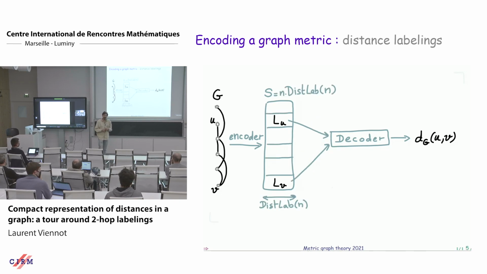And the distance labeling is a special kind of distance oracle where you split the distance oracle with a label for each node. So each node V has a label L(V), and when you want to decode the distances, you just take the two labels L(U) and L(V) associated to U and V, and you can compute the distance from them. So it's kind of a distributed version of distance oracle.